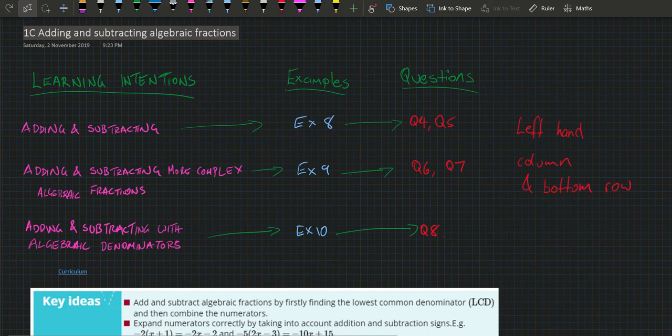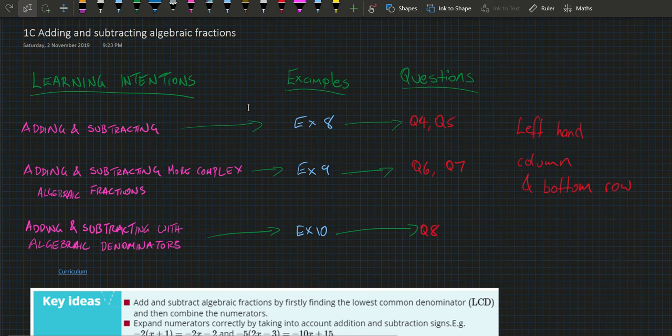Okay, hopefully I haven't built this up too much, saying that adding and subtracting is harder than multiplying and dividing, but I'm totally confident you can all do this and do it well. So yes, our learning intentions will be adding and subtracting more complex fractions, and adding and subtracting with algebraic denominators. This is, I think, a new step for a lot of you, but if you're confident with your factorizing and stuff like that, this will be quite okay.